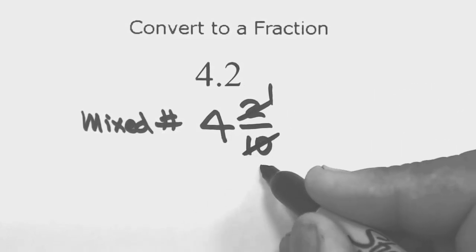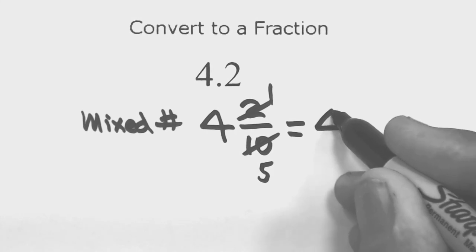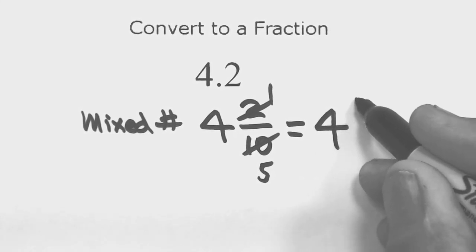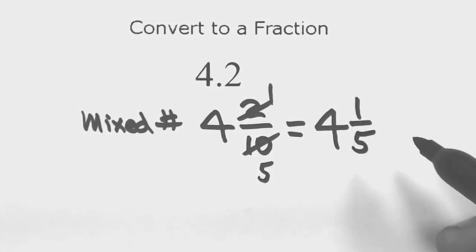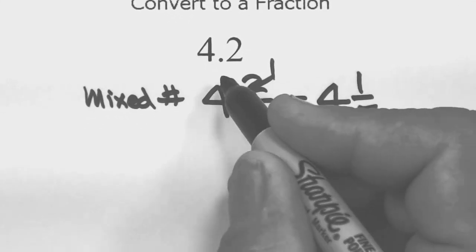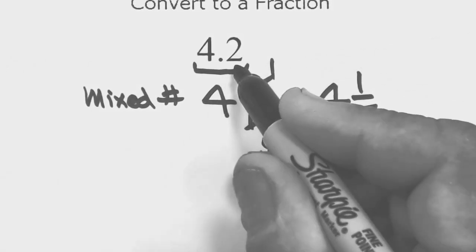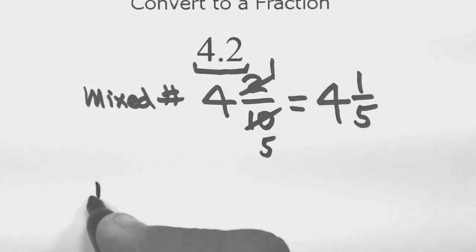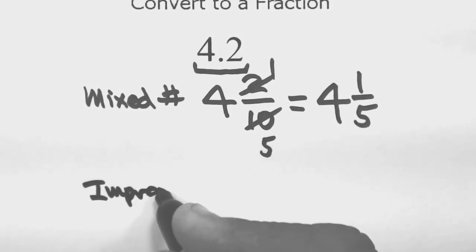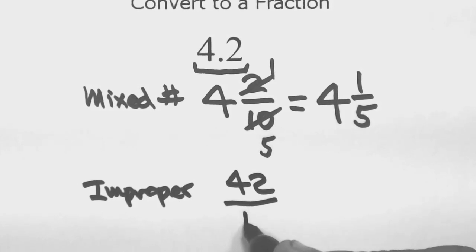2 goes once here and it goes 5 times here. So as a mixed number, you would have to clean this up by reducing the fraction part and write it as 4 1/5. Well, again, if you wanted to write it as an improper fraction, then what you do is take the whole number, 42, but verbalize the rightmost place, tenths. So as an improper fraction, you would have 42 over 10.